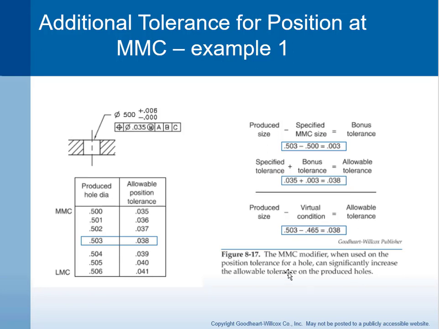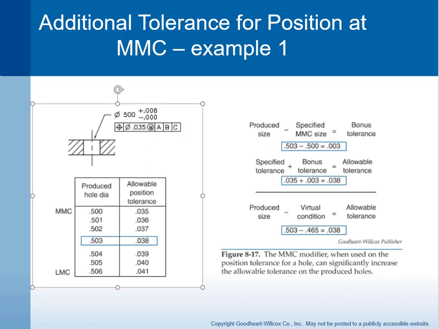Another way to look at this is looking at the produced size, which is 503, minus the virtual condition. The virtual condition would be the smallest hole, 500, minus 0.035, so 0.465. So therefore, our allowable tolerance is 38 thousandths. So two ways to look at this: as virtual condition or as bonus tolerance, but either way gets us the net result of, yes, we are 3 thousandths over our MMC, so therefore we get 3 thousandths more positional tolerance because our part tolerance is specified at MMC.